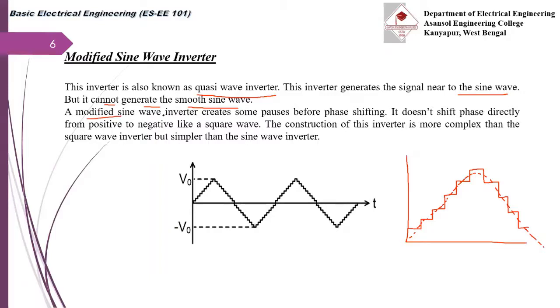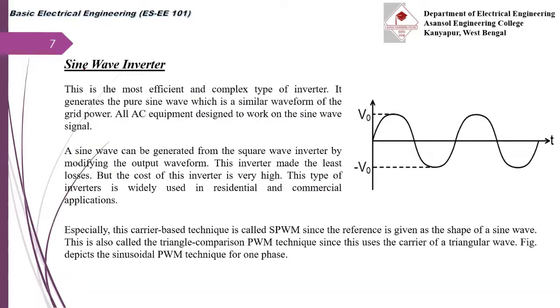A modified sine wave inverter creates some pauses before the phase shifting. It does not shift the phase directly from positive to negative like a square wave. Right? The construction of this inverter is more complex than the square wave inverter, but simpler than the sine wave inverter. Okay, clear?